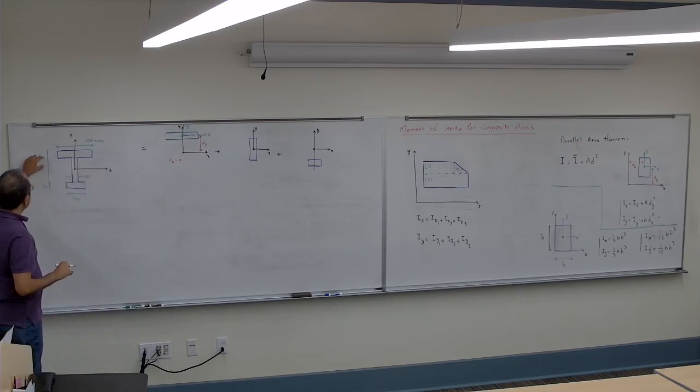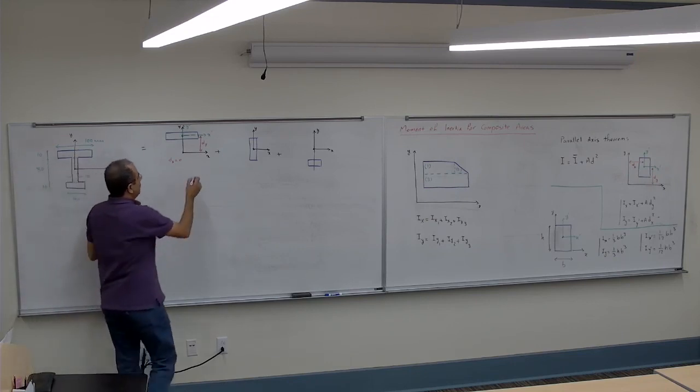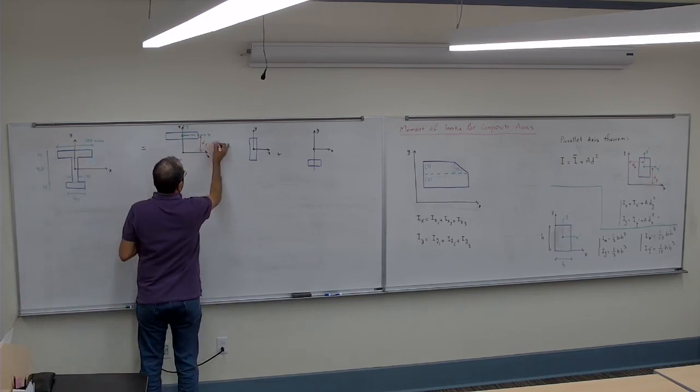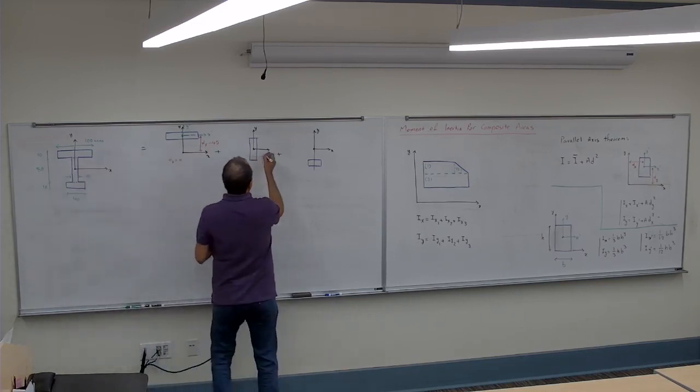It's 4D and 5, yeah. From here to here is 4D, correct? And from here to the centroid is gonna be 5. So it's gonna be 45. Agree?